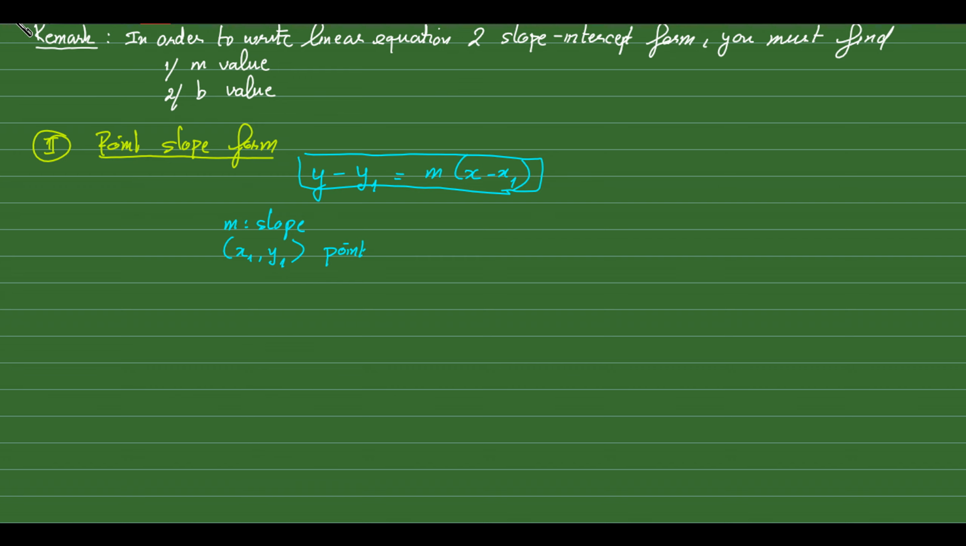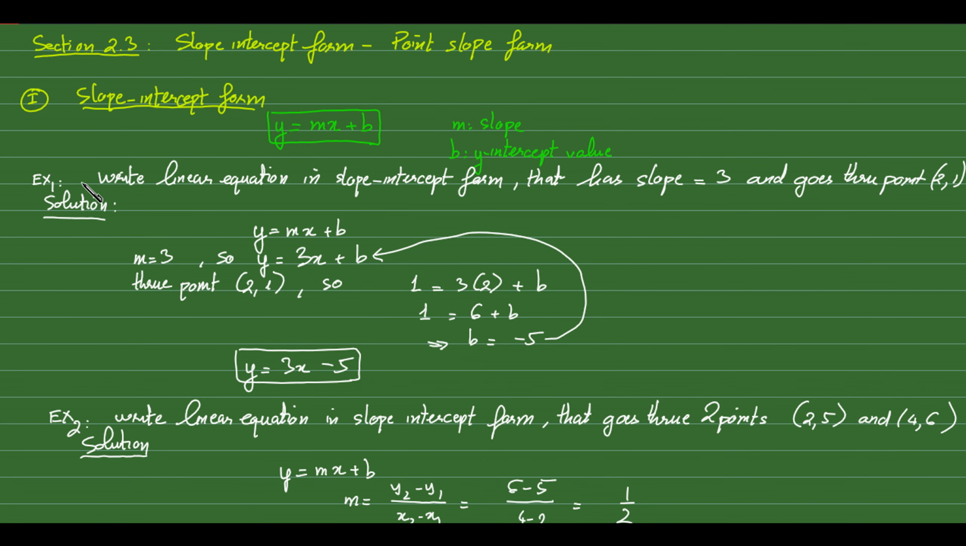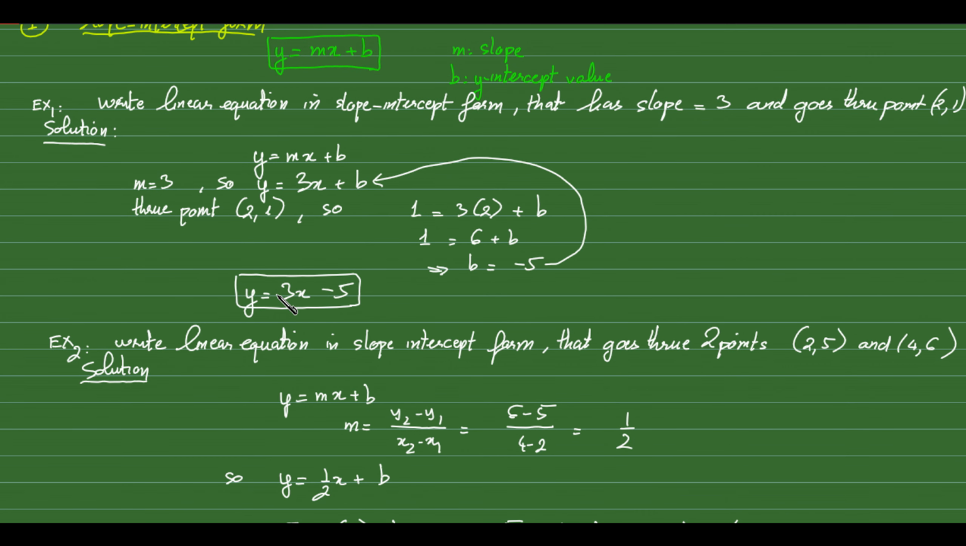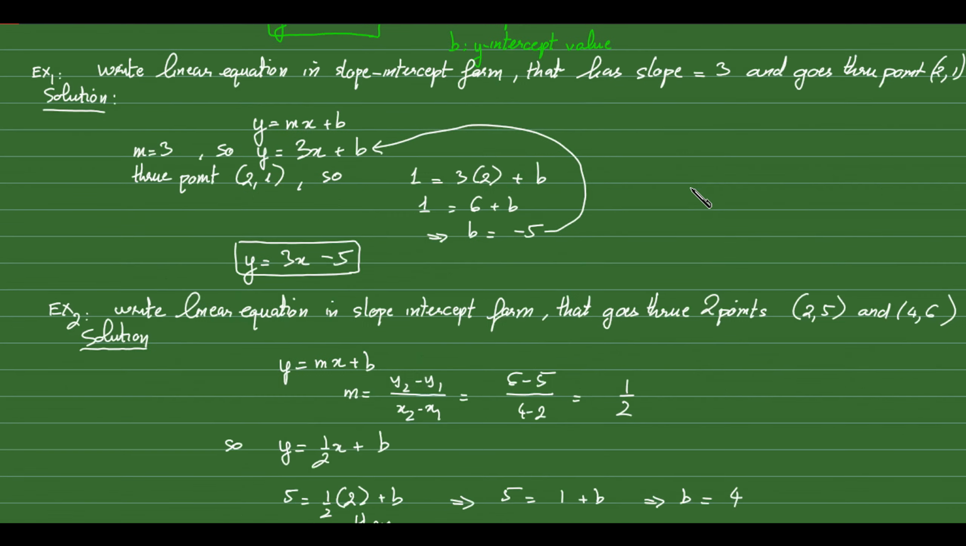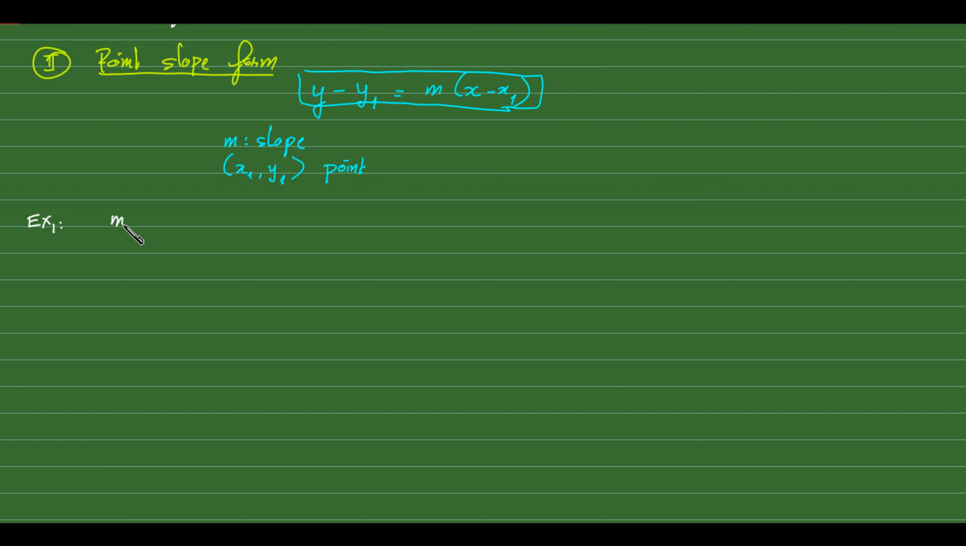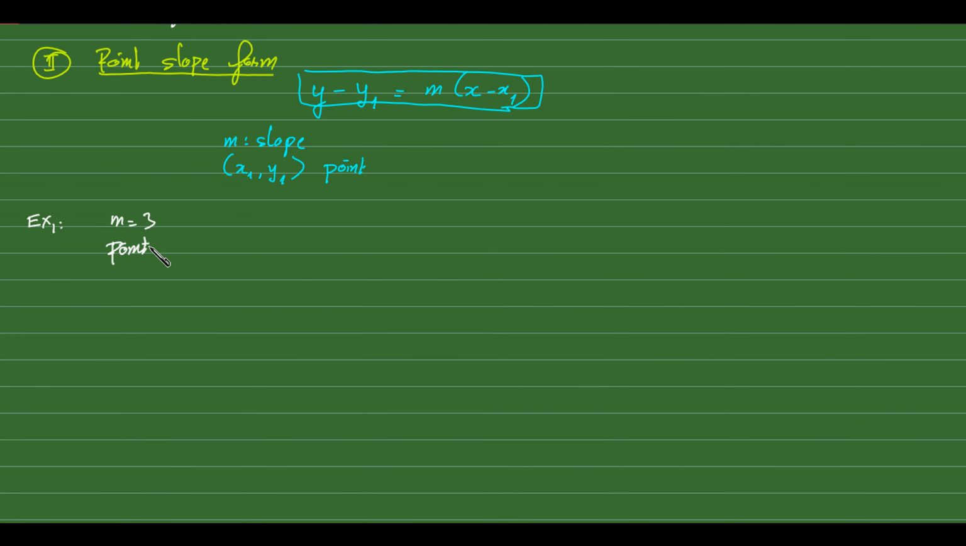Now let's do some examples. I'm going to use the same question here, but instead of writing in slope-intercept form, I'm going to write in point-slope form. So in this example, the slope will be 3, so m equals 3, and the point is (2, 1). Let's try to write point-slope form with this information.